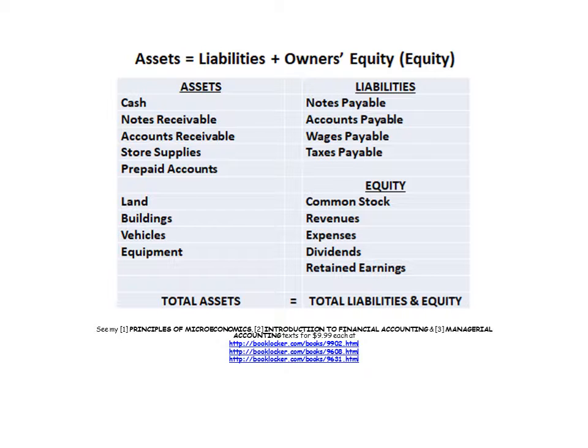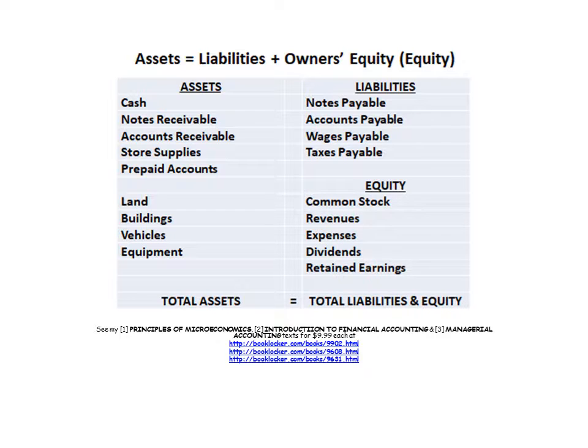Equity is increased when the firm sells common stock. It's also increased by revenues. It's decreased by expenses. Revenues minus expenses are going to give me net income or net loss. Let's just assume net income. So revenues minus expenses gives me net income. And I might pay out some of that income in the form of dividends. So dividends would reduce equity.